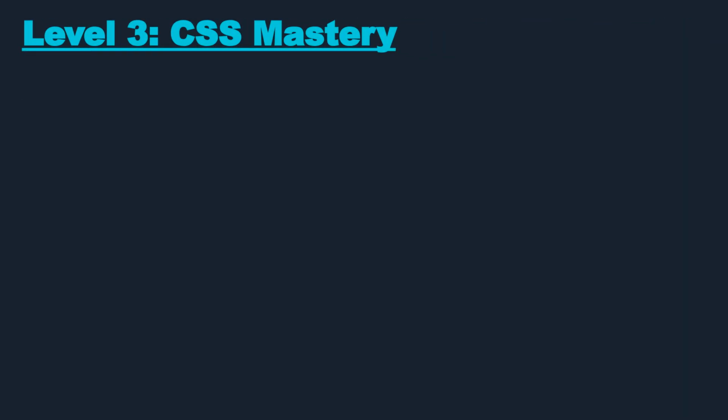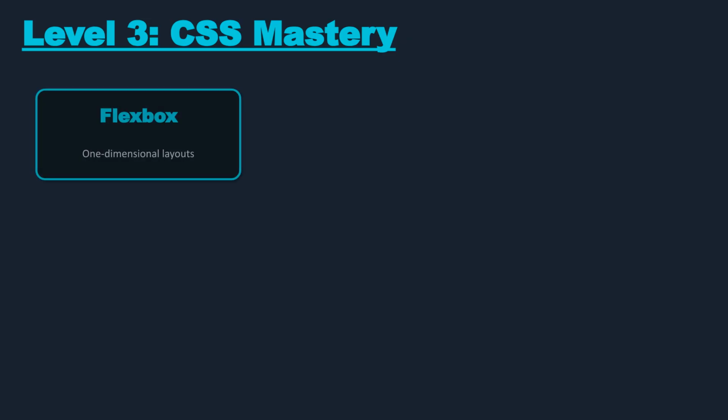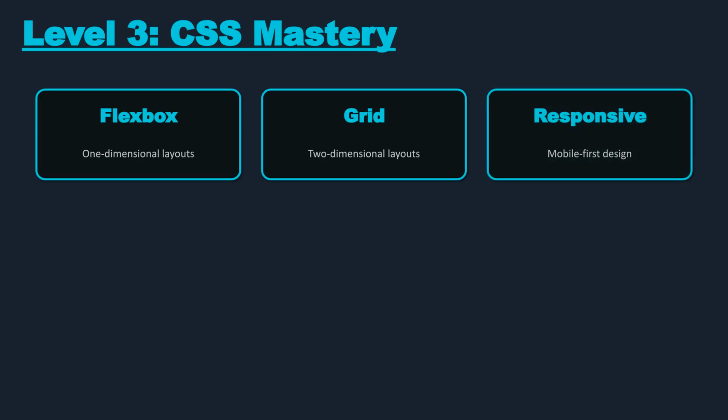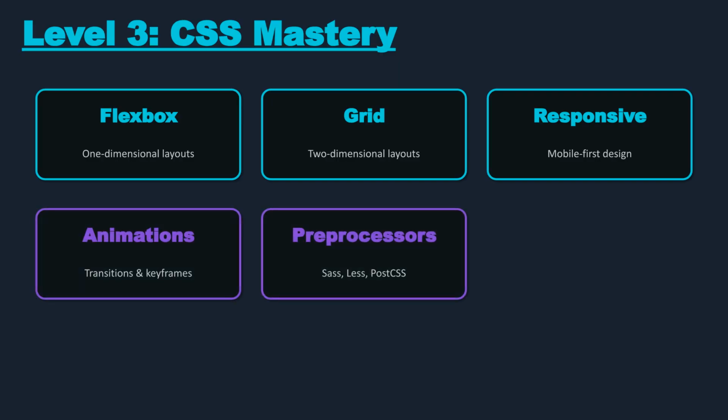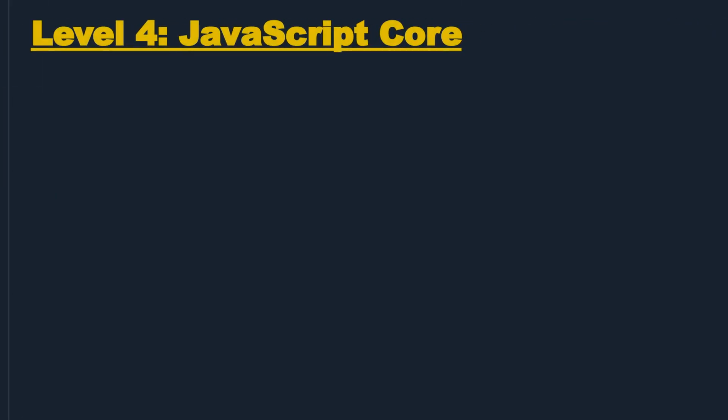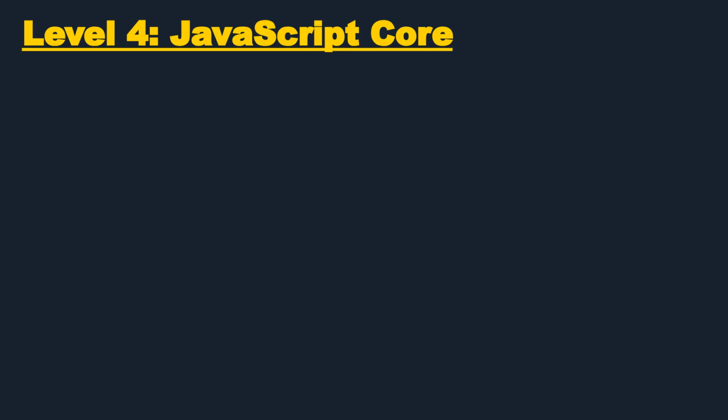Level 3 is CSS mastery. This includes Flexbox for one-dimensional layouts and Grid for two-dimensional layouts, along with responsive, mobile-first design. We also cover animations, preprocessors like Sass and Less, and CSS architecture principles such as BEM/SMACSS. Level 4 focuses on JavaScript core.